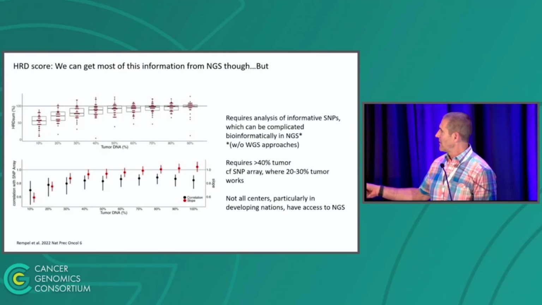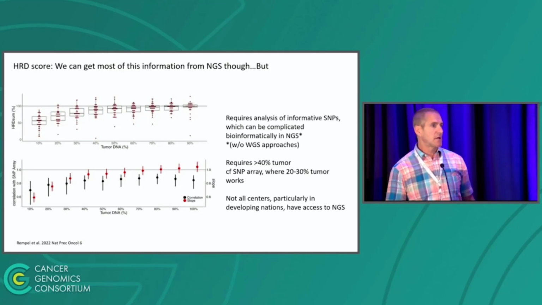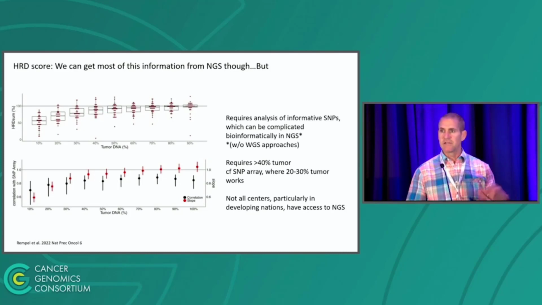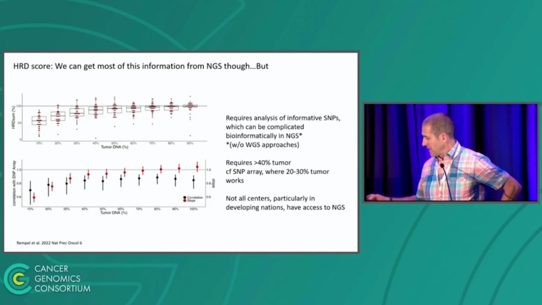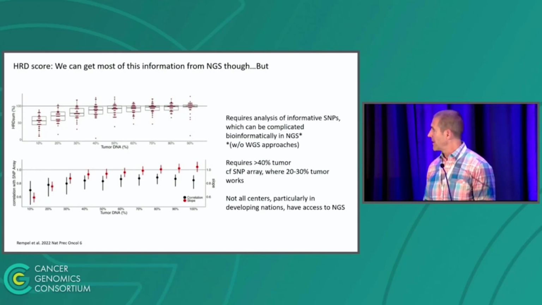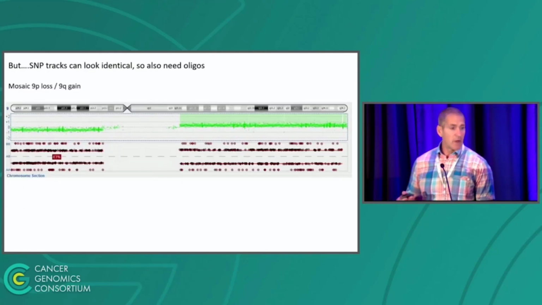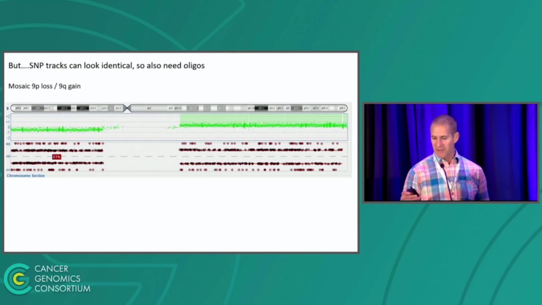And as it turns out, you need about 40% tumor when you're doing NGS to detect regions of LOH around 10 megs, whereas we need 20% or so when we're looking at SNPs. So currently, the SNPs that we're using on the array are still better than what we're doing with NGS, although I know there's tons of folks in the audience that are going to disagree with that, but it's where I feel like we are right now.